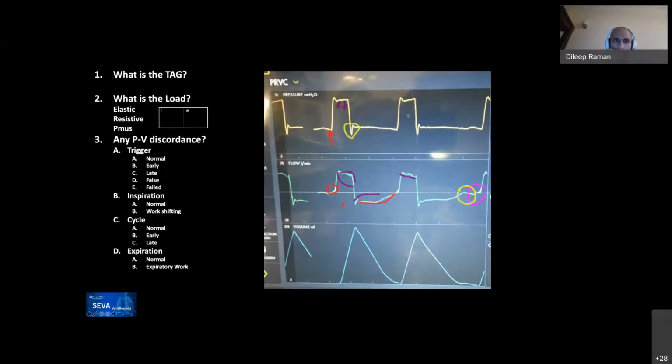Oh, that little notch right there that Matt just circled in yellow, that is just ringing. That's just noise in the pressure signal. It's just an artifact. There's no setting associated with that happening.